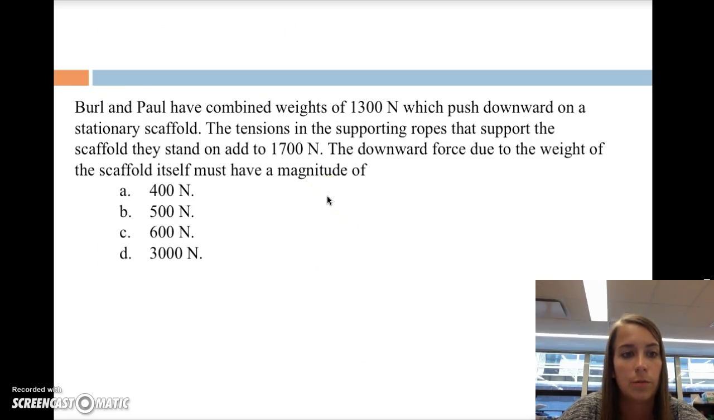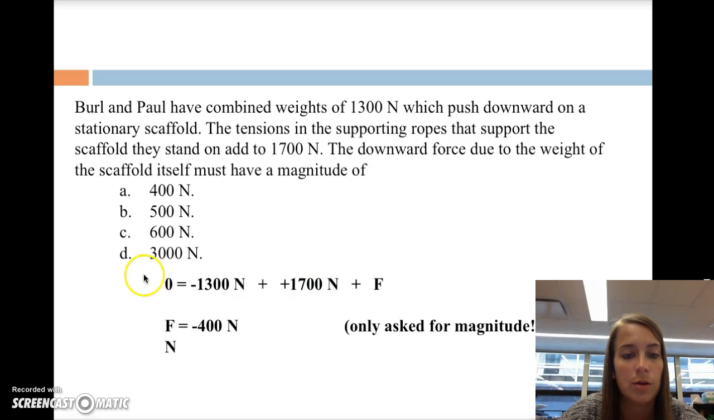All right. One more, check your understanding. Burrell and Paul have combined weights of 1,300 newtons, which push downward on a stationary scaffold. The tensions in the supporting ropes that support the scaffold they stand on add to 1,700 newtons. The downward force due to the weight of the scaffold itself must have a magnitude of what? Okay, so you've got a 1,300 newton force pushing down. You've got 1,700 pushing up. And they want to know what else is pushing down.